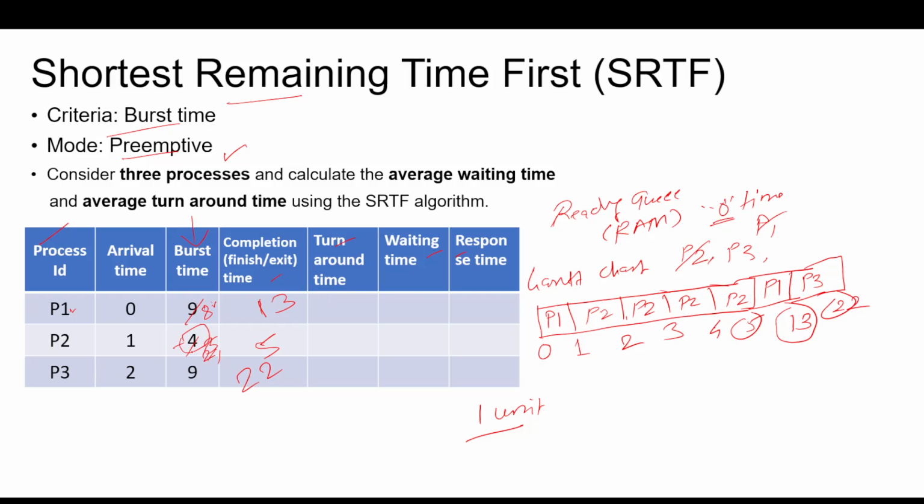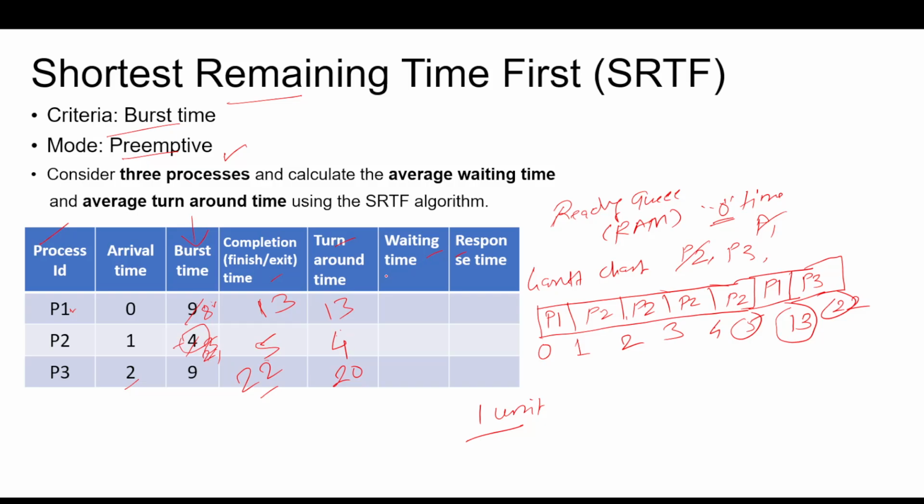Turnaround timing is nothing but the completion timing minus arrival timing. Completion timing for P1 is 13 minus 0, that is 13. Completion timing for P2 is 5 minus arrival timing 1, that is 4. And completion timing for P3 is 22 minus arrival timing 2, that is 20.